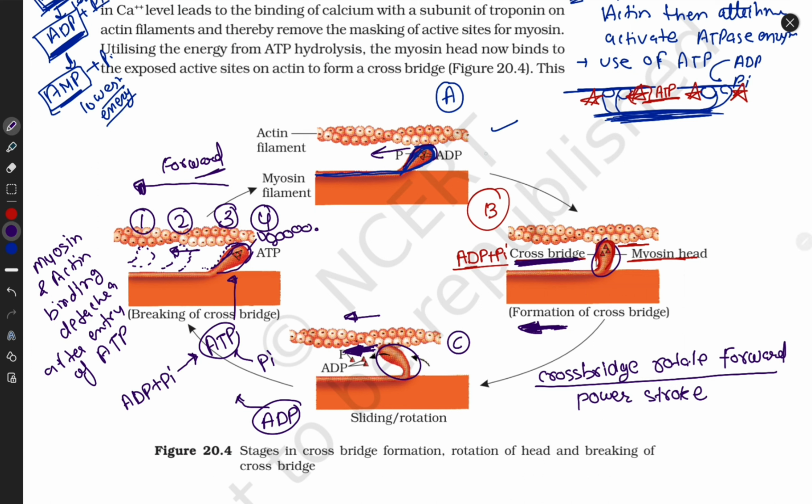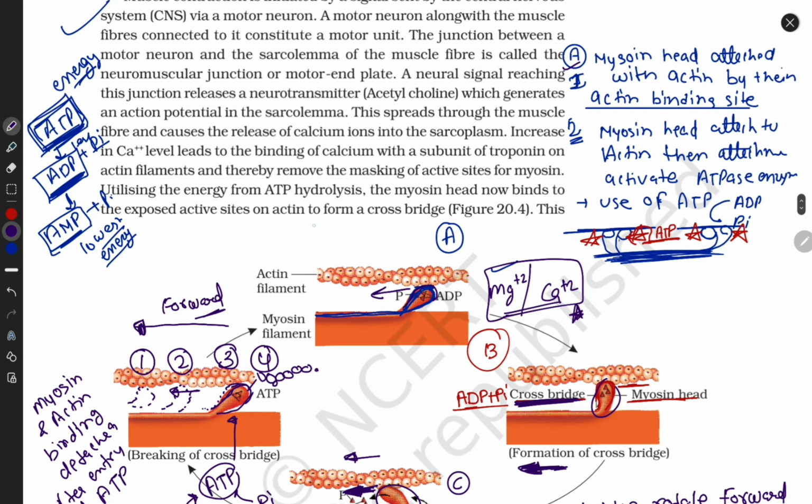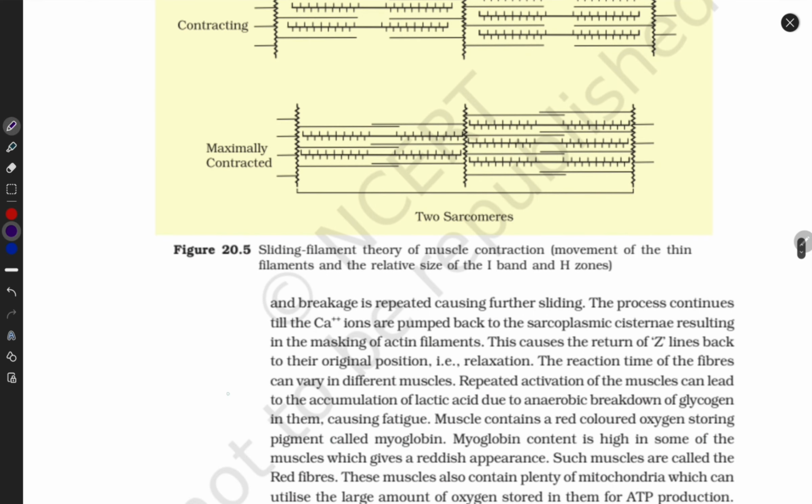In this process we require Mg2+ as well as Ca2+. Without these ions, the muscles can't move. The calcium is necessary for contraction of muscles. Whatever I explained here is written here and here and here also.